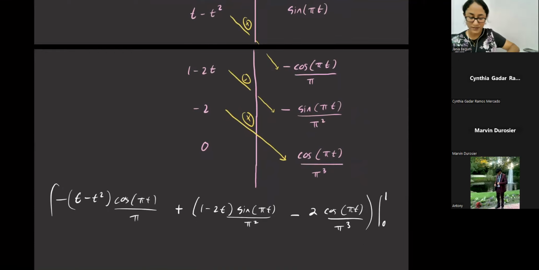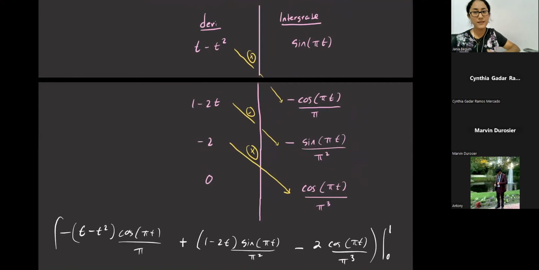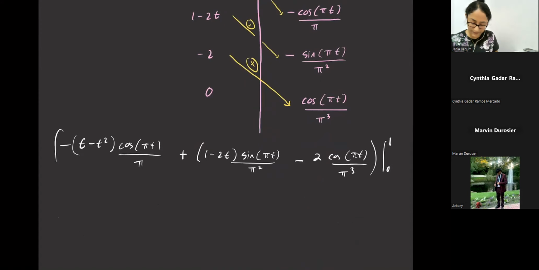So here I use the tabular method to save some time, because if you try to do direct integration by parts, you will probably end up doing it 3 or 4 times. Marvin, let me know if you got something similar since you tried it. Yeah, I got the same thing. Okay, great. So let's plug in the upper limit, right?